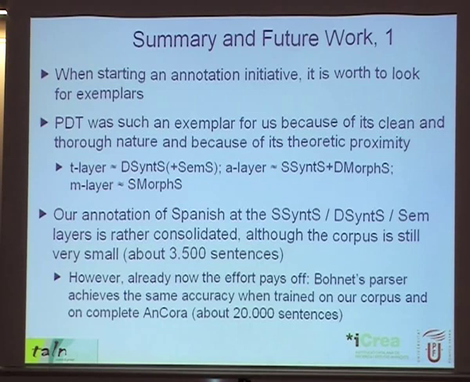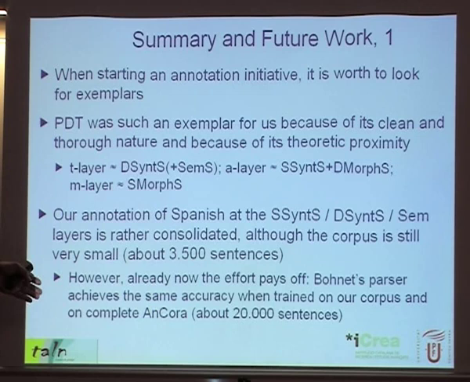Okay, so we consider our multi-layer annotation of Spanish rather stable now. It's still a very small corpus because we paid attention and put a lot of effort into improving the quality. The Ancora corpus we started from had only 3,500 sentences at that time. In the meantime they have 20,000, but what is also encouraging, and I think this is the central message we got from this, is that if we train a Bohnet parser on the whole of Ancora, we get the same accuracy as when we train on our tiny corpus. So I think a good quality treebank pays off.